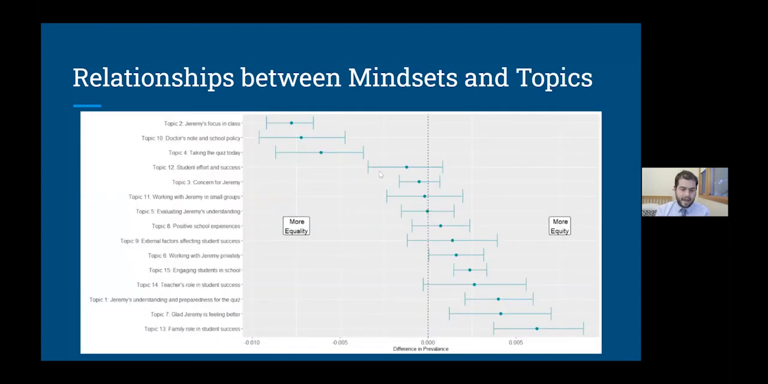What was really exciting for us was that there was a pretty strong connection. There were certain topics you were more likely to notice if you had reported on a survey more of an equality mindset, and certain topics you were more likely to notice if you were in an equity mindset. What was interesting is that people who mentioned the doctor's note were much more likely to have an equality mindset, while people who asked Jeremy how he was feeling were much more likely to report on surveys that they had an equity mindset. We found this in all of the simulations: there was an association between what topics you noticed and your mindsets on surveys. This was exciting for us to think about: are these simulations actually measuring something real about what people think and believe having to do with equity?